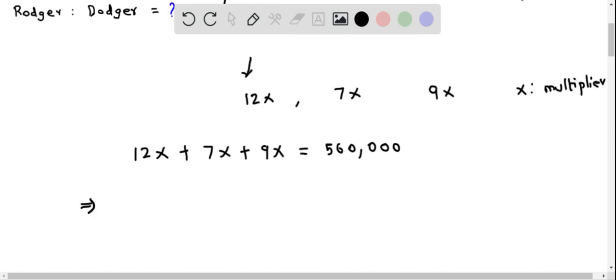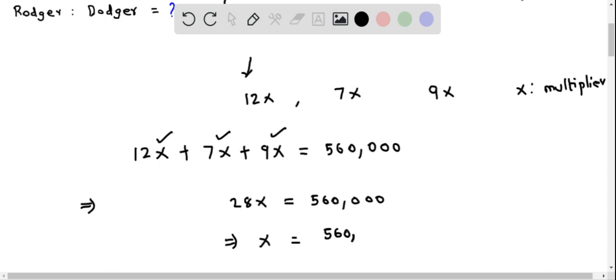So we have 12x plus 7x is 19x. 19x plus 9x is 28x. So we have 28x equals 560,000. So I divide both sides by 28 to get x. So this is 560,000 divided by 28, and this equals 20,000.